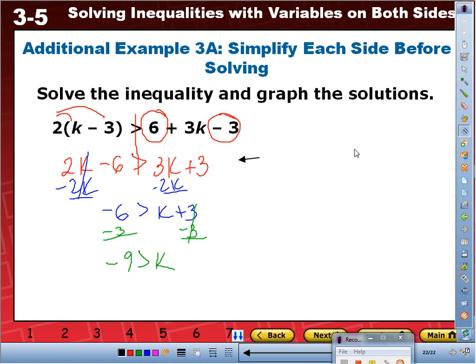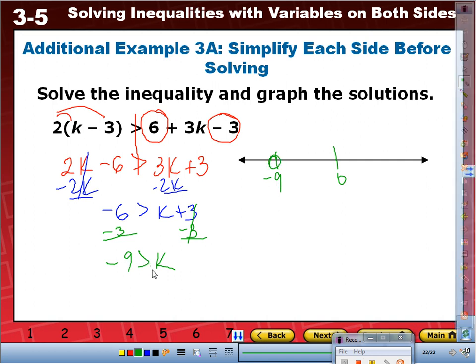Graph this. We got 0, negative 9, open point because it's not including the negative 9. Negative 9 is greater than k. What numbers, don't say it out loud, can you think of that I can substitute in here that make this true? Negative 9 is greater than these numbers, so anything to the left. Solution set: all numbers k such that k is less than negative 9. Hands up if you got that by yourself.